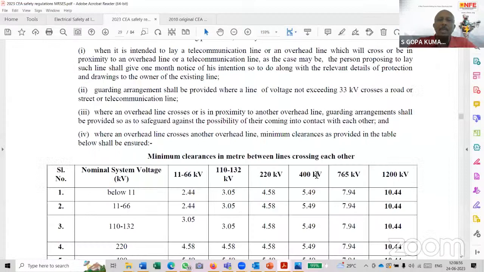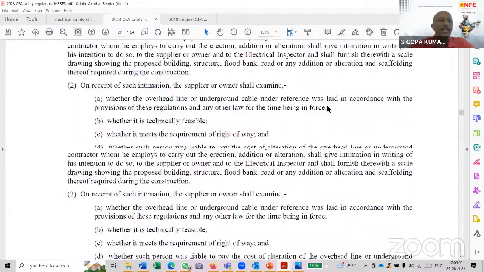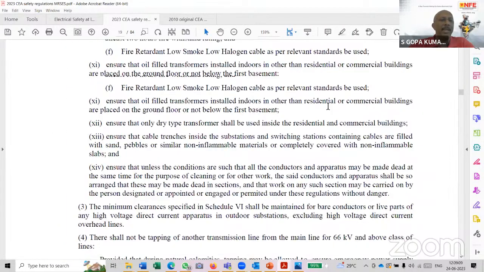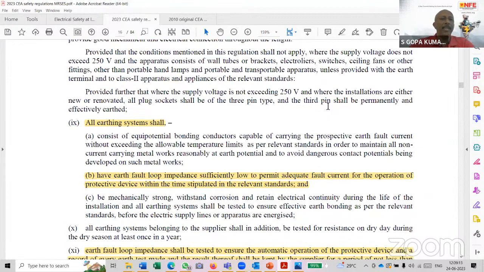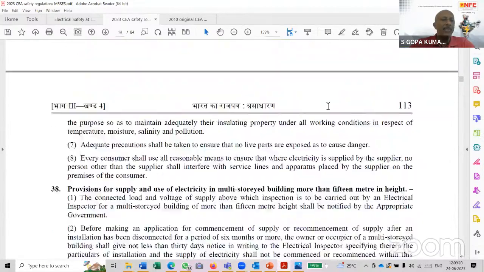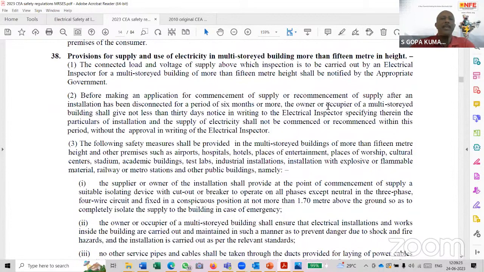So now coming back to the questions, my question is about regulation number 38, which is nothing but the regulation on high-rise buildings. My question is to Saliji. Saliji, we were actively participating in various discussions. Now, this regulation is talking about provisions for supply and use of electricity in multi-storied buildings more than 15 meters in height. Now you see sub-regulation number 3. Actually, I tried reading it and I am totally confused about the meaning of it. Can you put some light on it?